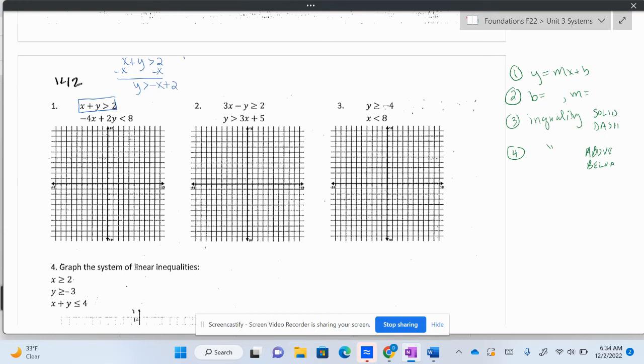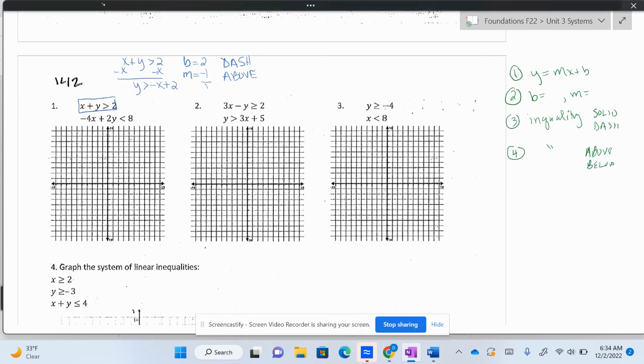That means that my y-intercept is at positive 2. My slope is negative 1. I'm going to write it as a fraction, negative 1 over 1. It's going to have a dashed line because the inequality does not contain the bar underneath, not equal to, and because it's greater than, I'm going to shade above.